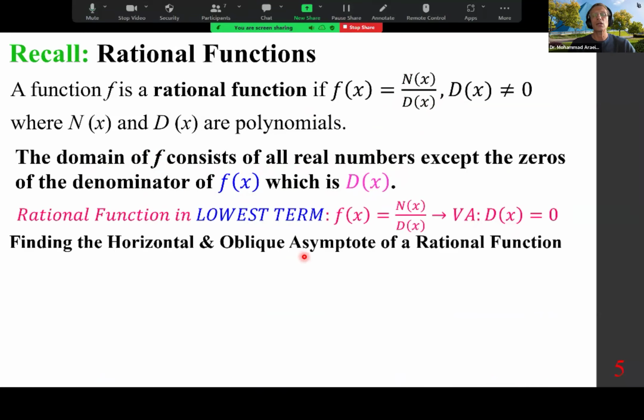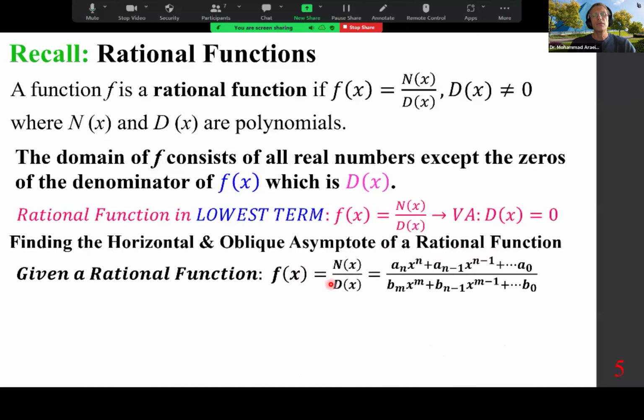Finding horizontal and oblique asymptotes of a rational function. If the numerator has degree n, a sub n x to the power of n all the way to a sub 0, we call it n of x, and the denominator d of x is b sub m x to the power of m all the way to b sub 0, so it has degree m. If n is less than m, HA, short for horizontal asymptote, is y equals 0. If n is equal to m, then the leading coefficients take over: y equals a sub n over b sub n.